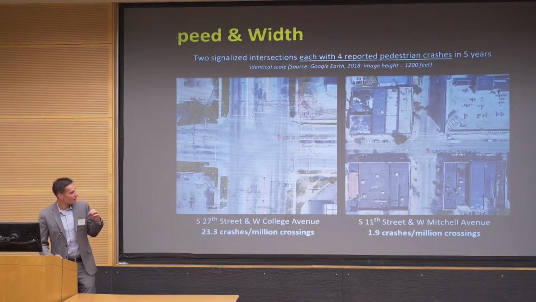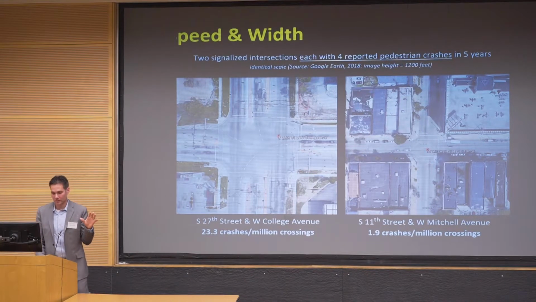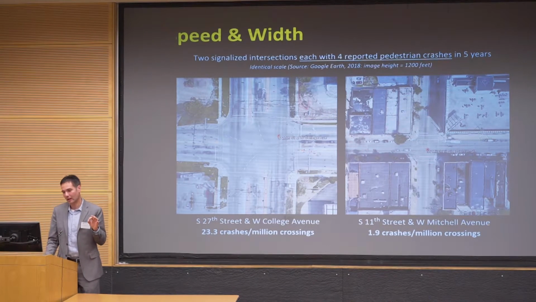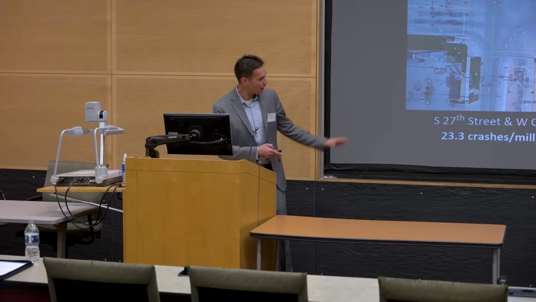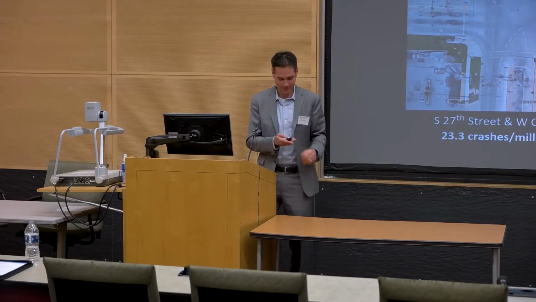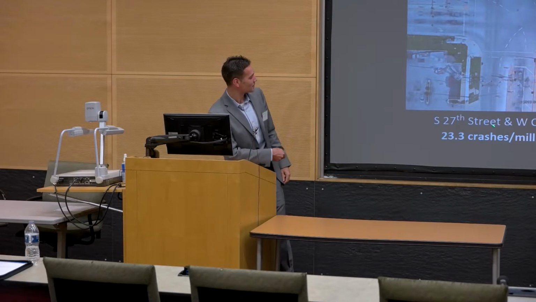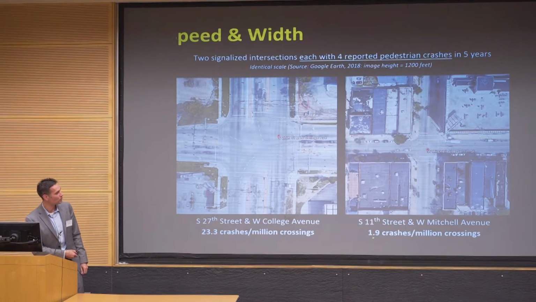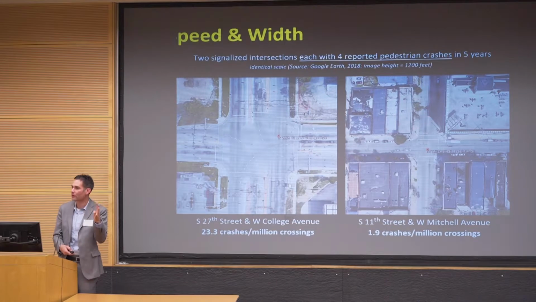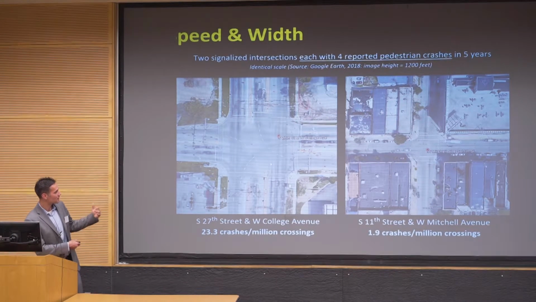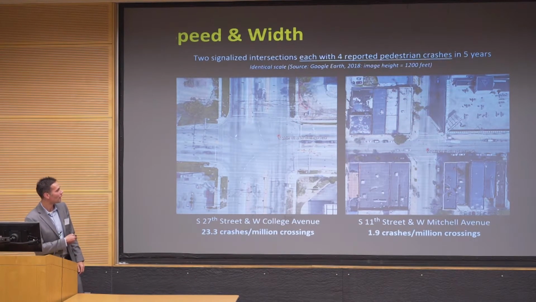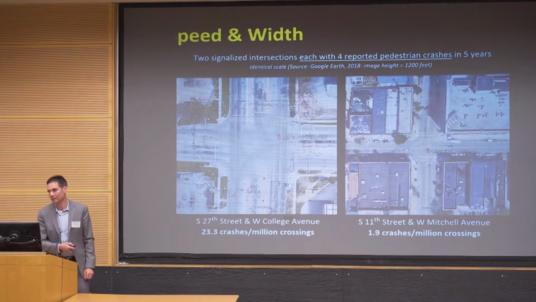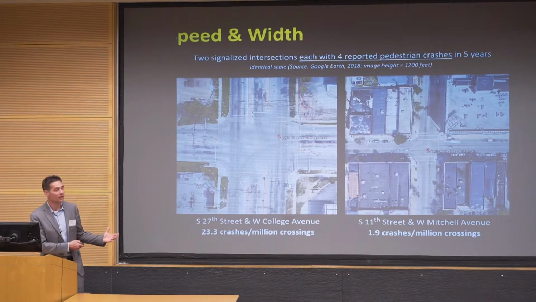If we look at the physical characteristics of these locations, once we know the risk at them, on this left side of the screen, 23.3 crashes per million crossings versus 1.9 crashes per million crossings. Both these locations had 4 reported crashes over a 5-year period. The one with more than 10 times the risk has a much wider intersection, multi-lane, many turning lanes, versus the one that's just one 2-lane street in each direction.